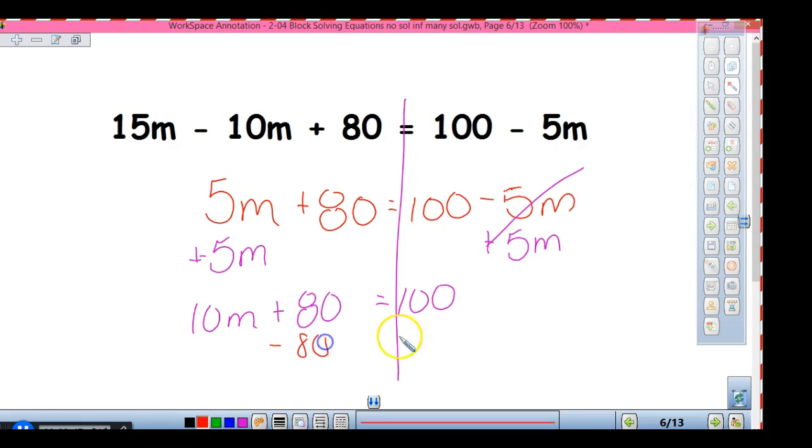Cindy, what do I do then? Good. Subtract 80. So 10m equals 20. The last step, divide by 10, m equals 2. Good.